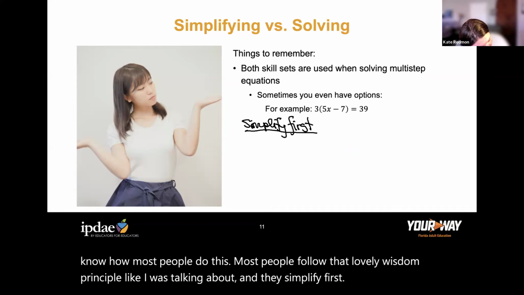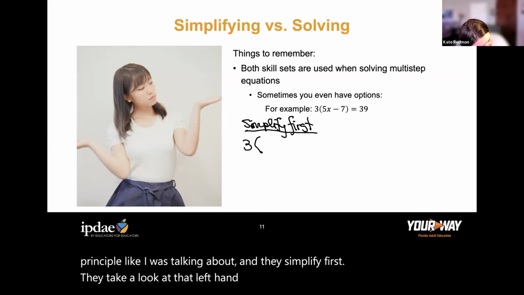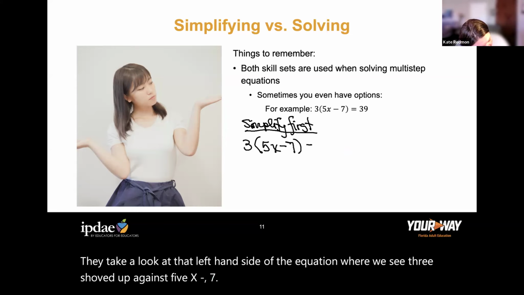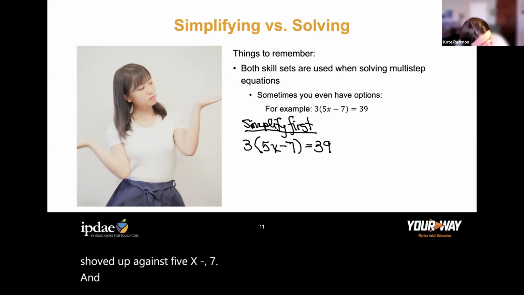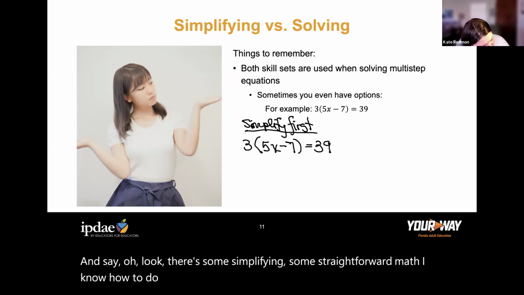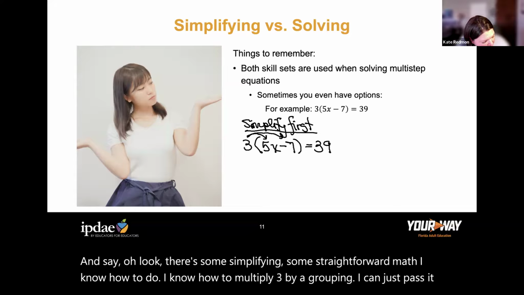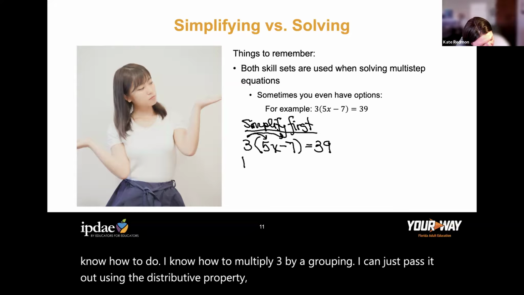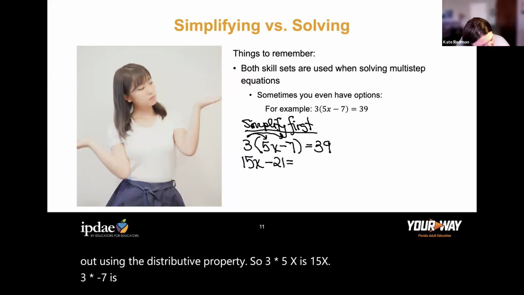They take a look at that left-hand side of the equation where we see 3 shoved up against 5x minus 7 and say, oh, look, there's some simplifying, some straightforward math I know how to do. I know how to multiply 3 by a grouping. I can just pass it out using the distributive property. So 3 times 5x is 15x. 3 times negative 7 is negative 21. And of course, that's equal to 39.